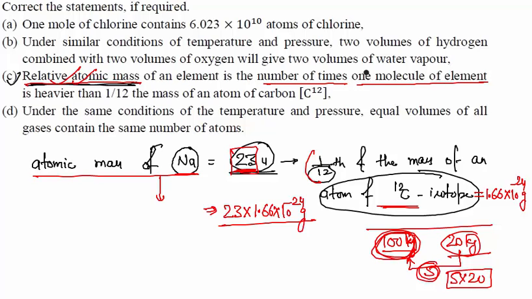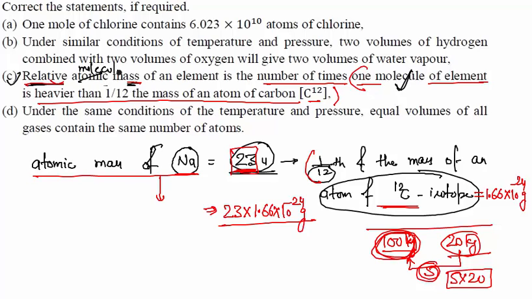one molecule of element is heavier than 1/12 of the mass of an atom of C12 isotope. So it is not molecule, basically, it is one atom, because we are talking about relative atomic mass. So what should be the correction here? Instead of molecule, it should be atom. Or maybe you can correct it the other way: keep this molecule intact with this particular statement, just change the relative atomic mass.